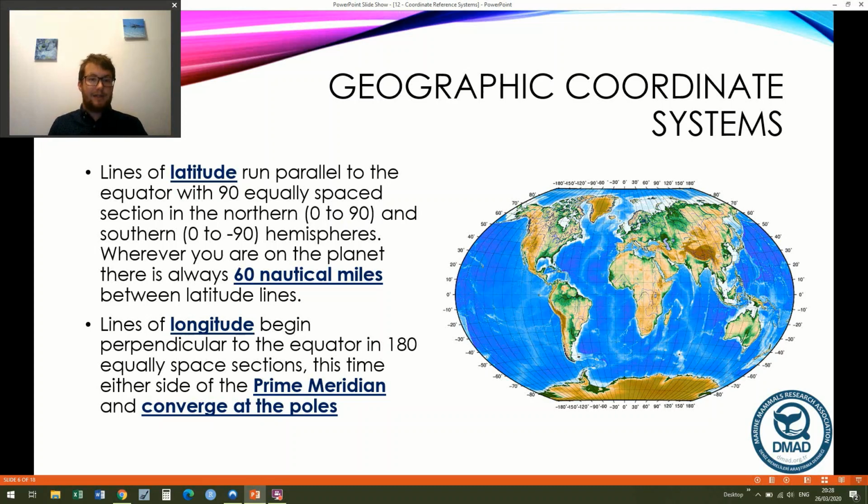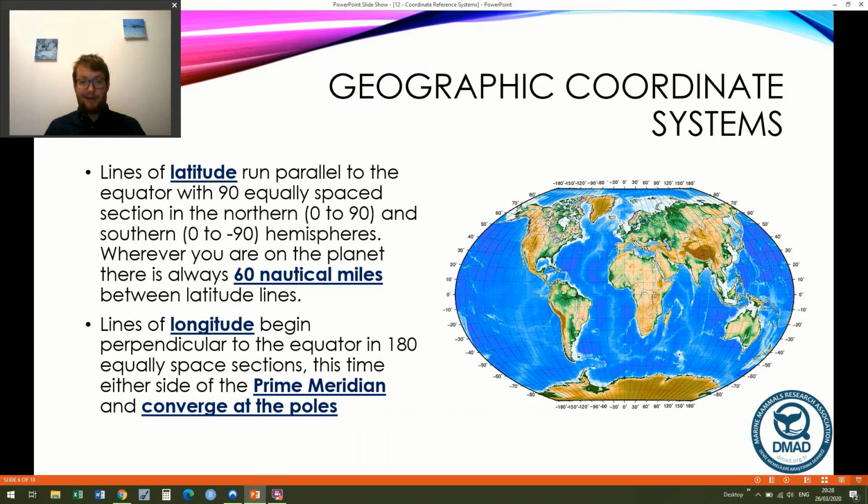Our lines of latitude are the ones that run parallel to the equator, and they're equally spaced into 90 different parts, running from 0 to 90 in the northern hemisphere and 0 to minus 90 in the southern hemisphere, as you can see on the image on the right hand side. Wherever you are on the planet, there's always 60 nautical miles between our latitude lines. So regardless of whether you're by the equator or right up near the poles, there's always 60 nautical miles between these latitude lines.